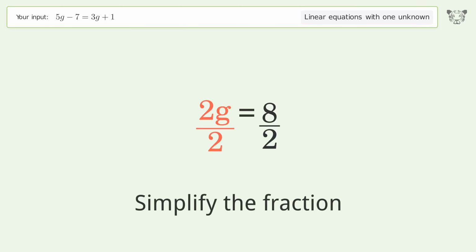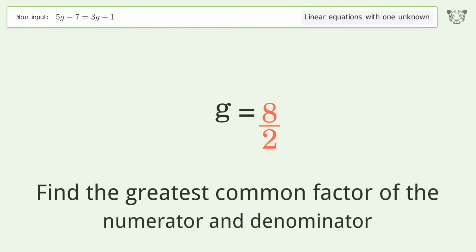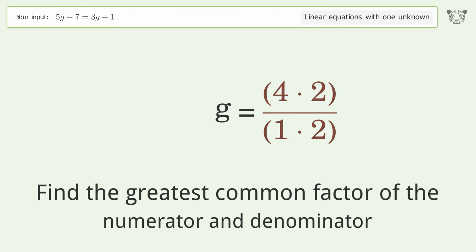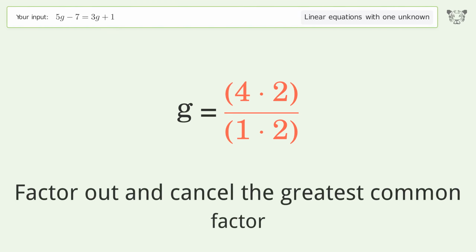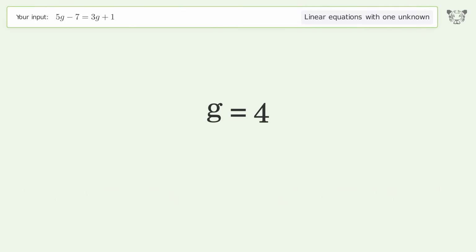Simplify the fraction. Find the greatest common factor of the numerator and denominator. Factor out and cancel the greatest common factor. And so the final result is g equals 4.